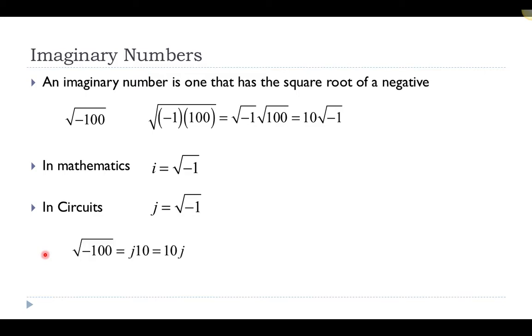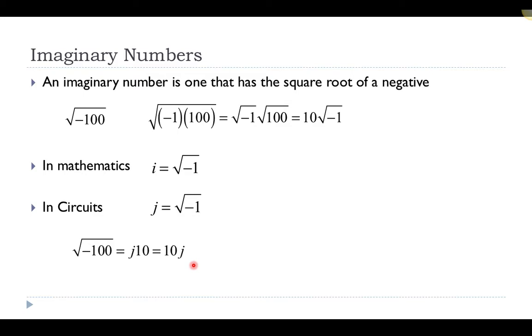So we could rewrite the square root of negative 100, which is just 10 times the square root of minus 1, where the square root of minus 1 is just j, and we could write this as j times 10, or 10 times j. It doesn't matter what order you do it in. And that's telling me that multiplying 10 by this j gives an imaginary number because j is the square root of minus 1.